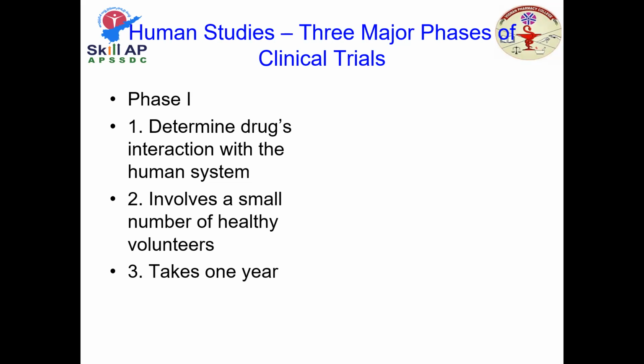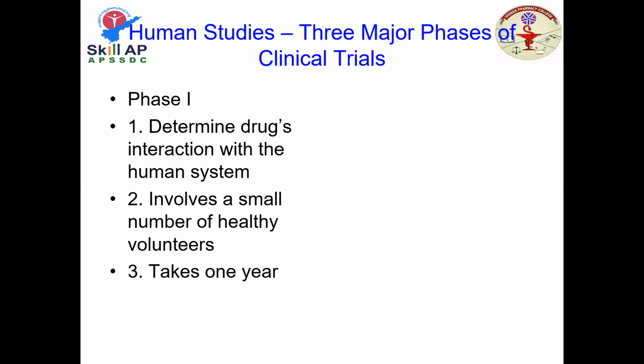So if it is a healthy patient and the drug is safe, it will go inside and come outside without disturbing anything. As he is not having any disease, it's just going and coming. Because first our main motto is how much safety it has. So in the phase 1 clinical trial, what we'll be doing is determining the drug's interactions with the human system.